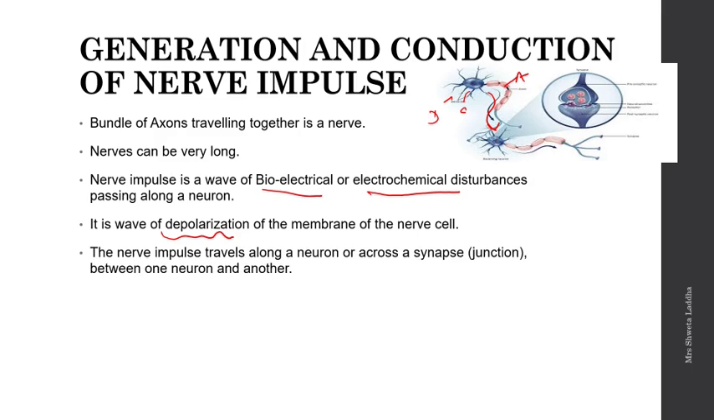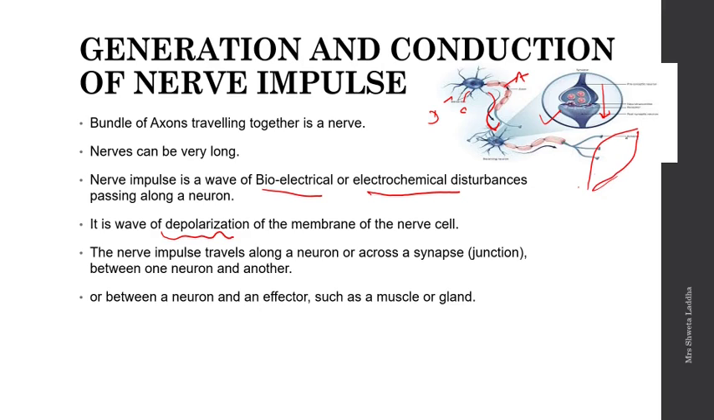The nerve impulse travels along a neuron or across a synapse. What is a synapse? A synapse is a junction between two neurons. So a wave of impulse will travel from one neuron to another neuron through a junction or synapse, or it may occur between a neuron and an effector muscle, or a neuron and a gland. Such impulses which are transmitted from neuron to muscle, neuron to gland, or one neuron to another neuron are all because of a nerve impulse, which is an electrochemical or bioelectrical disturbance.